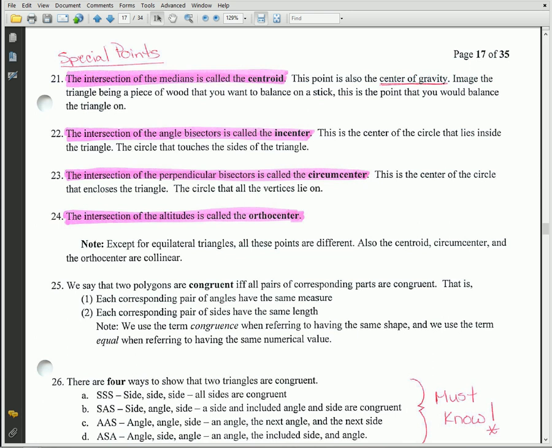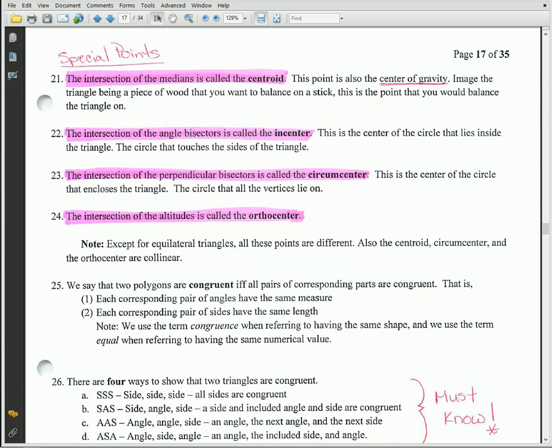The intersection of the angle bisectors is called the incenter. So this is the center of the circle that lies inside the triangle. So if I want to put a circle inside the triangle, I'm going to use the intersection of the angle bisectors to find the incenter.